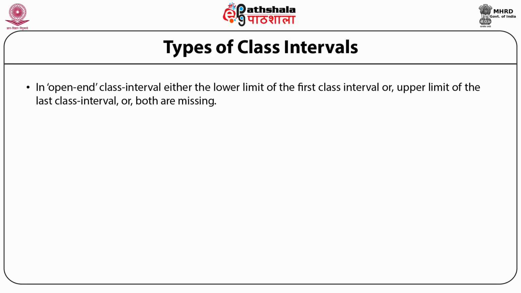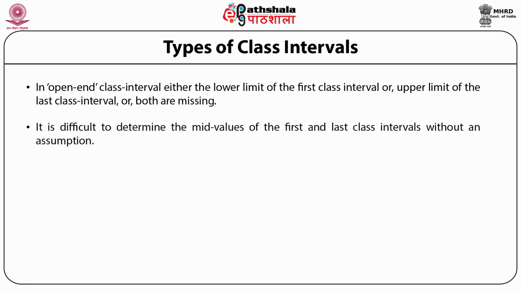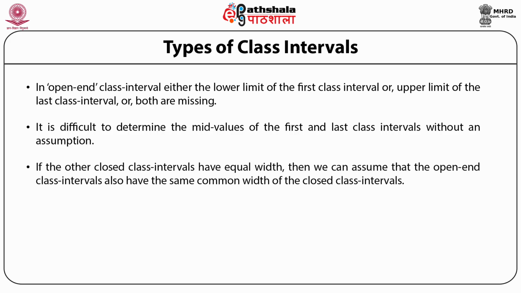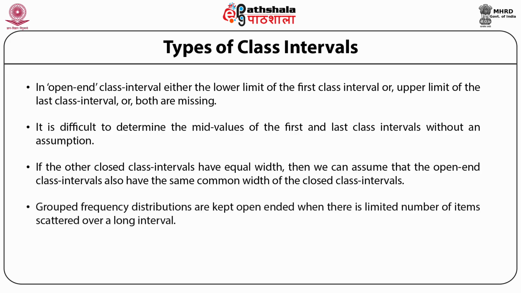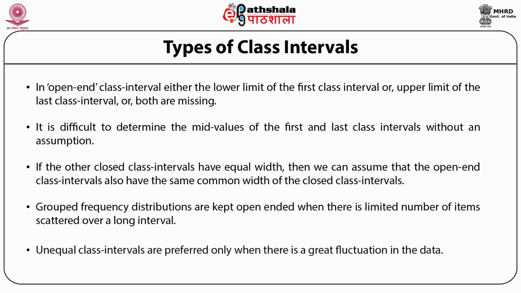In open-end class interval, either the lower limit of the first class interval or the upper limit of the last class interval, or both, are missing. It is difficult to determine the mid-value of the first and last class interval without an assumption. If the other closed class intervals have equal width, then we can assume that the open-end class interval also has the same common width as the closed class intervals. Group frequency distributions are kept open-ended when there is a limited number of items scattered over a long interval. Unequal class intervals are preferred only when there is a great fluctuation in the data.